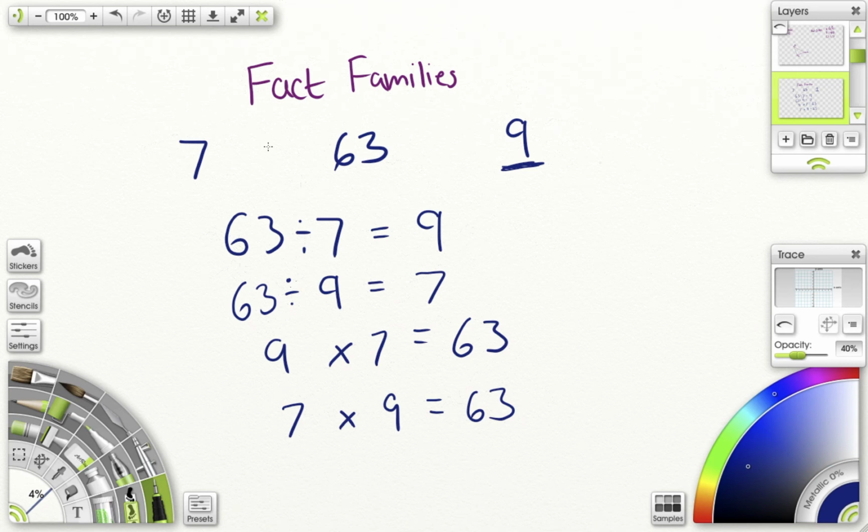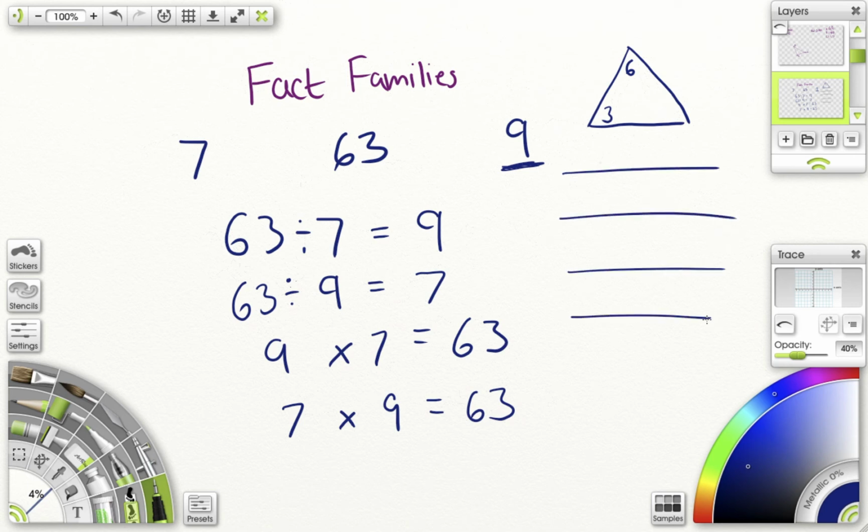So what you're going to be getting is going to look like a triangle, and two numbers are going to be put in it. So let's try 6 and 3. We have to find this third number that fits in the triangle, and then afterwards we list the 4 ways that we can express that fact family. So here we have 4 ways: 1, 2, 3, and 4.